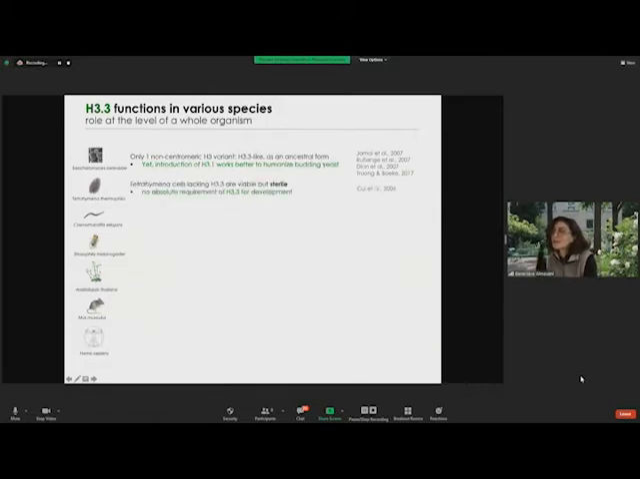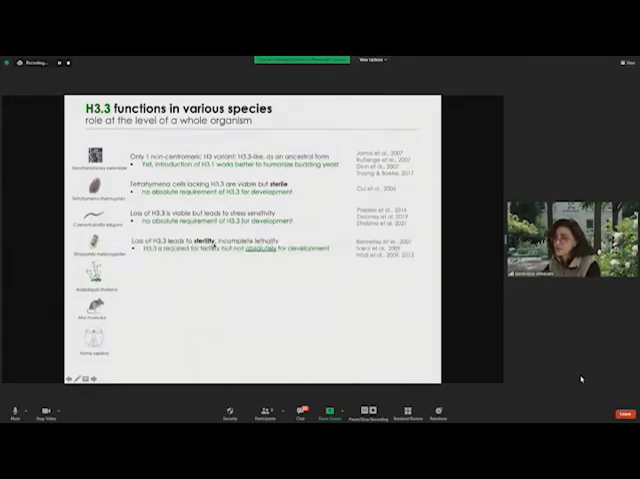Then in Tetrahymena, the lack of H3.3 doesn't impair viability, but leads to sterility. So here it's not absolutely required for development. In C. elegans, the loss of H3.3 is viable, but it leads to stress sensitivity. So here again, not an absolute requirement for development, but a particular role in the context of stress and also during replication. There's also this link with sterility in Drosophila, where, again, it is not an absolute requirement for development.